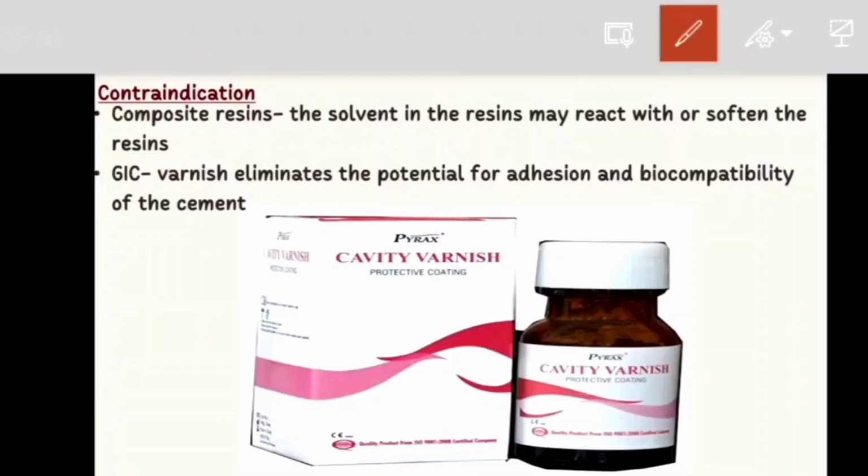Contraindication of varnish. In composite resin, the solvent may react with or soften the resin. And in GIC, varnish eliminates the potential for adhesion and biocompatibility of the cement.